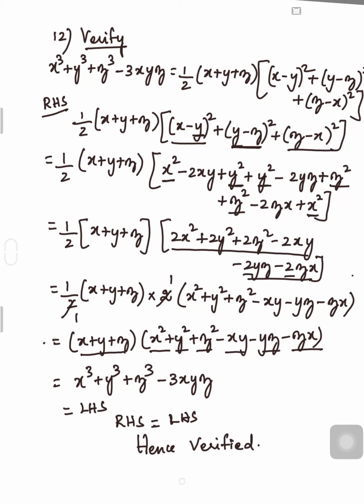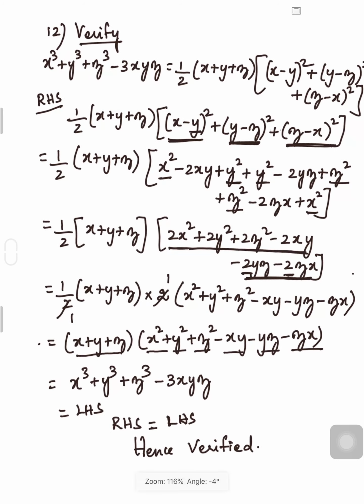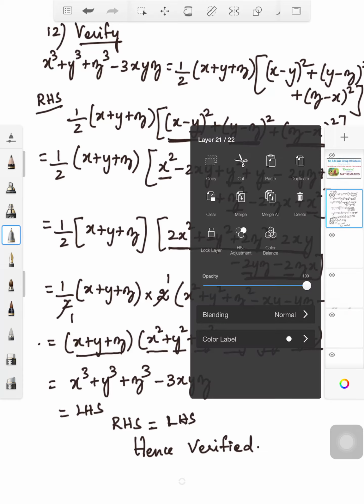Hope it's clear, children, right? So what we did here, we have used the identity a minus b the whole square and then simplified, and in this I have taken the common factor outside. What is the common factor in each term? 2. So that has been taken outside. So we are able to prove the given question. Clear? Let us move on to the 13th question.